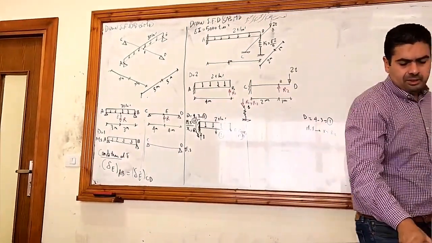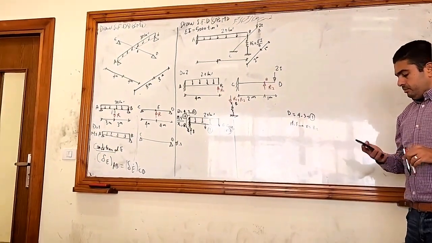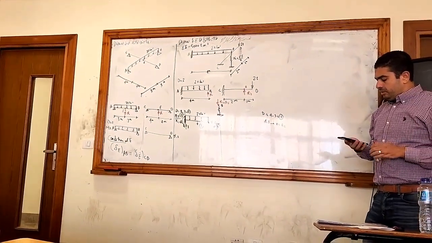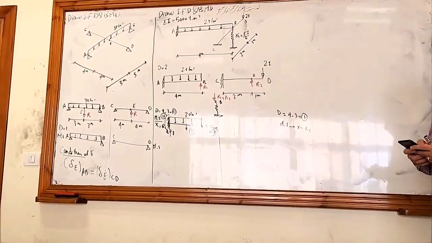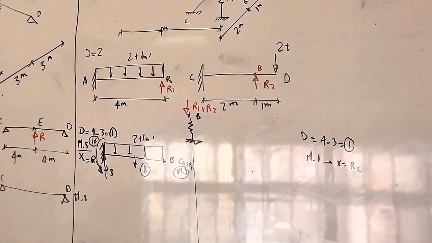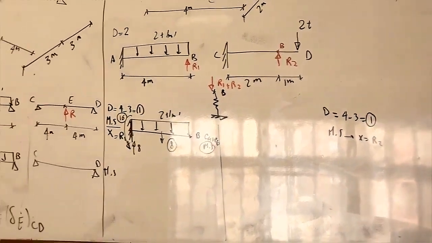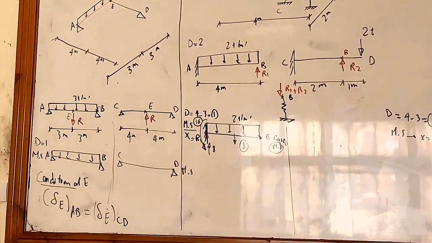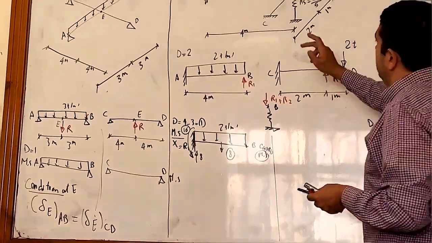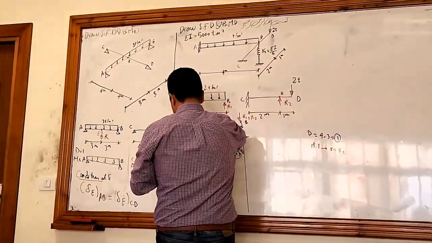Let's double check the intensity of the distributed load. Is it true or not? The intensity is 1 ton per meter.